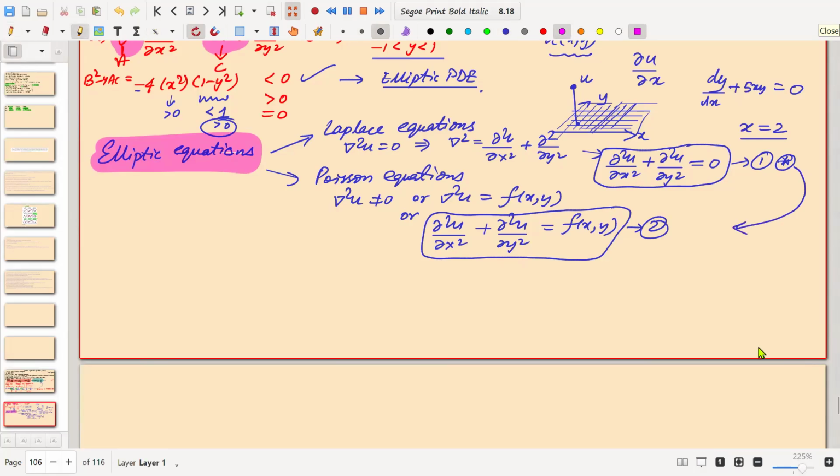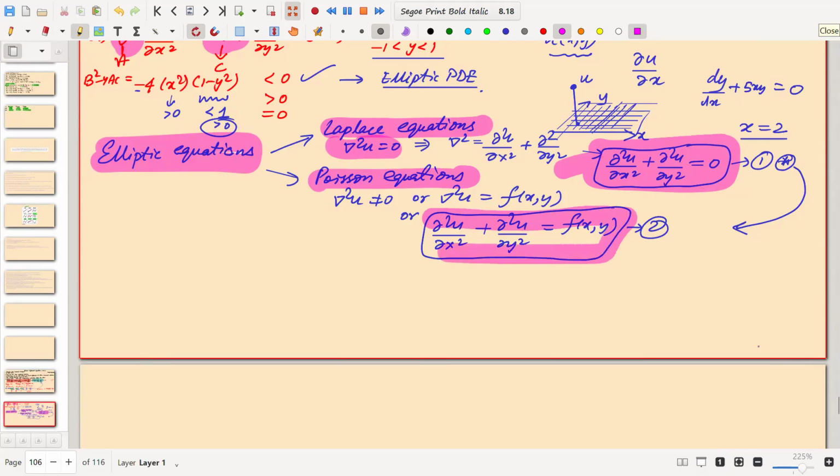So what we understood now is that we are concentrating on elliptic equations. There are two famous elliptic equations. One is the Laplace equation: grad squared u equal to 0, that is dou 2u by dou x2 plus dou 2u by dou y2 equal to 0. And another is the Poisson equation: dou 2u by dou x2 plus dou 2u by dou y2 is equal to some f of x comma y. Fine.